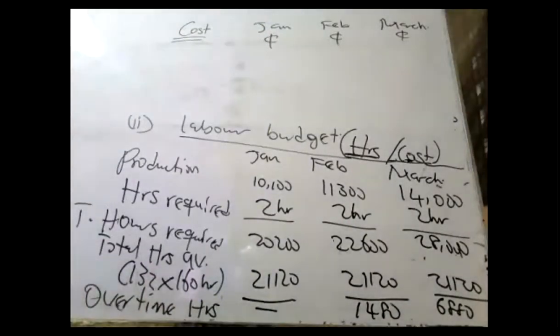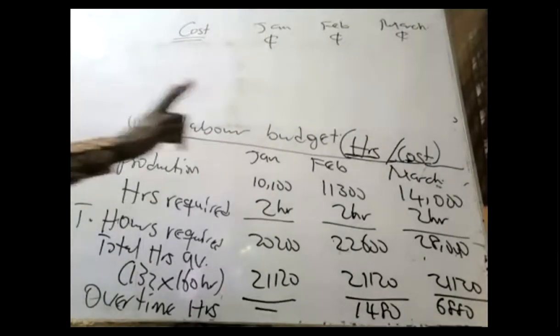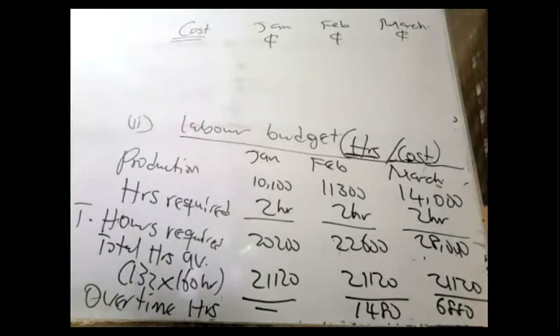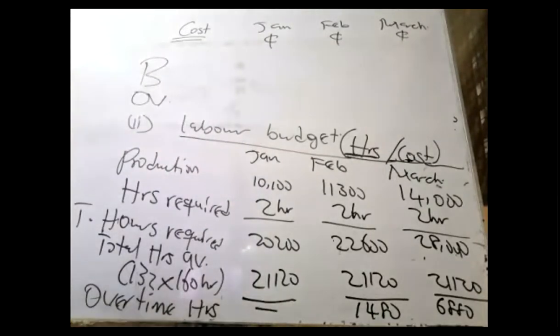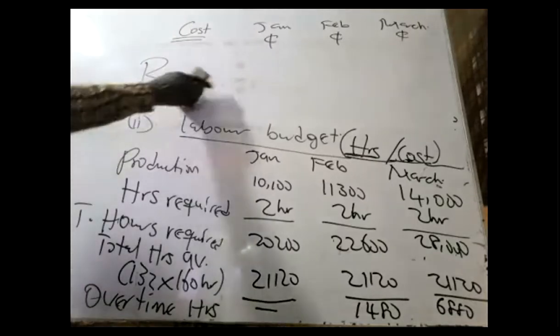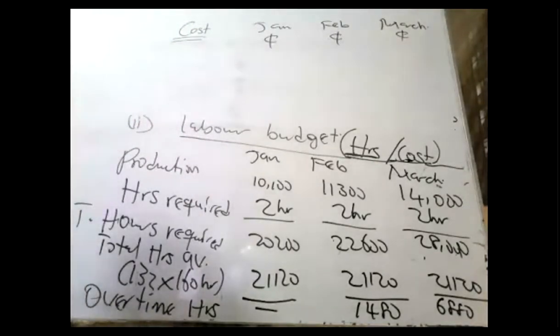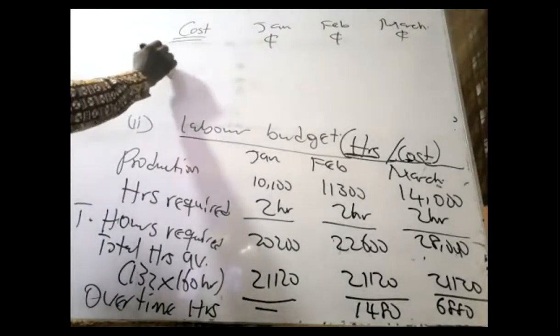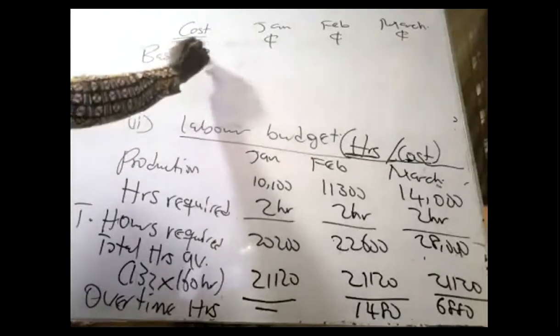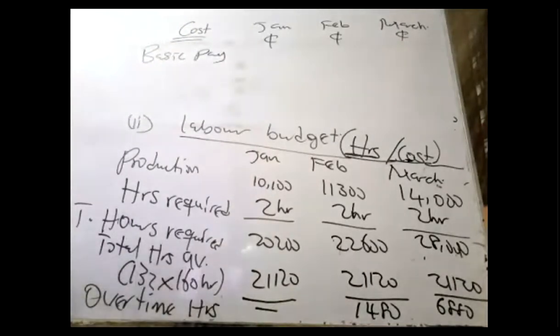After the examiner, the labor cost is made up of two items. Number one, the basic salary, plus overtime premium or overtime pay. That is all. So let's record the basic salary, the basic pay.